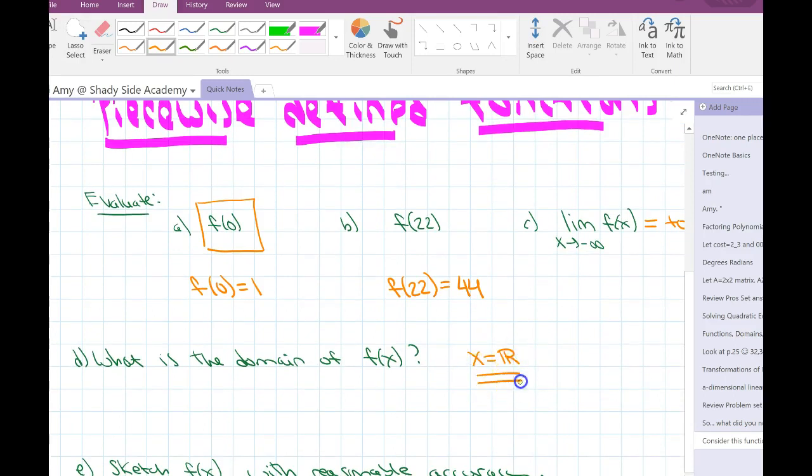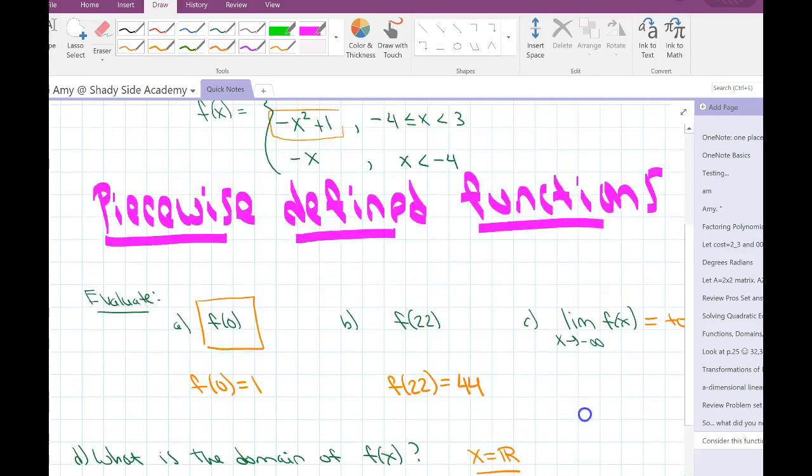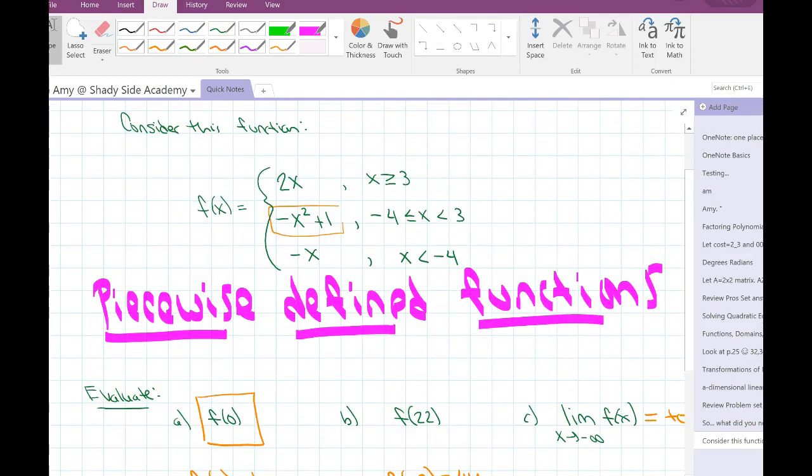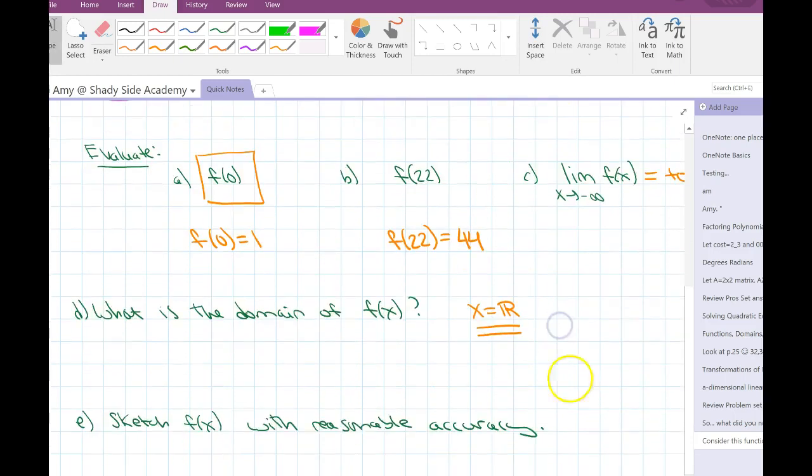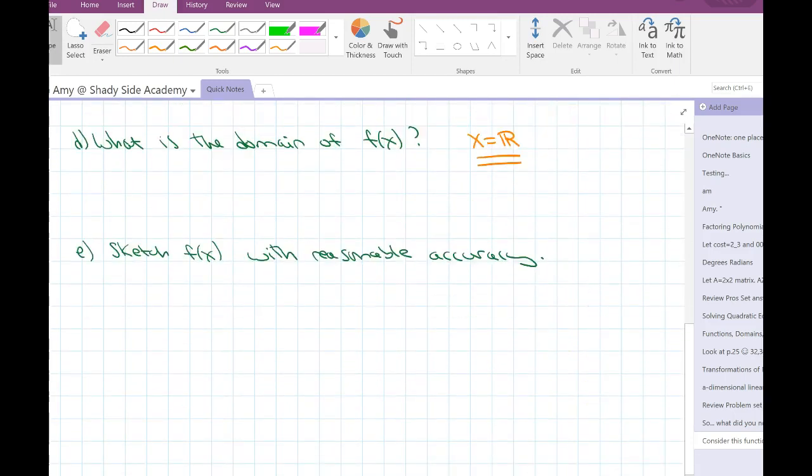x does equal all real numbers. In other words, there is no value of x for which the function is not defined. There is no value of x for which one piece of the function could not address the answer of what would the function value equal at that x value. And now we're going to sketch f of x.